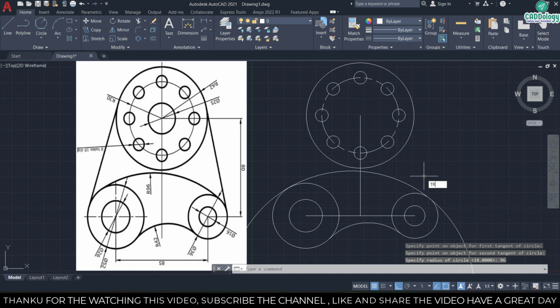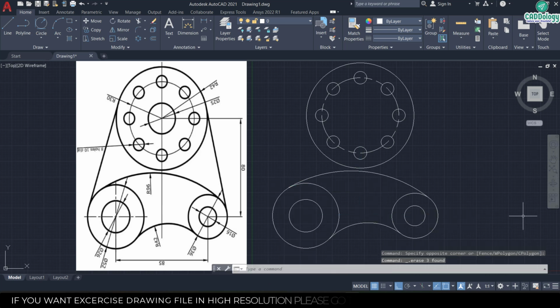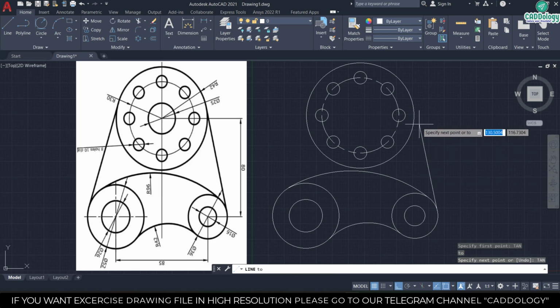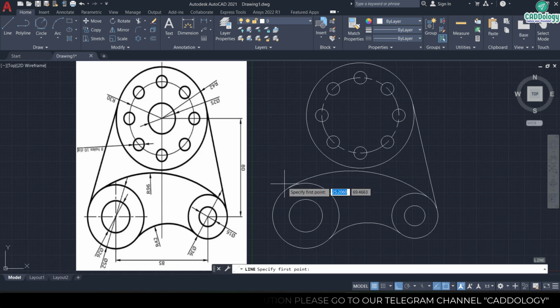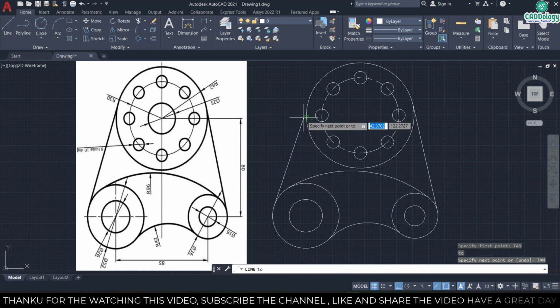Trim extra portions, and now only remaining are tangent lines, both the sides. Select first tangent and second one. Similarly, and tangent. The drawing is finished.